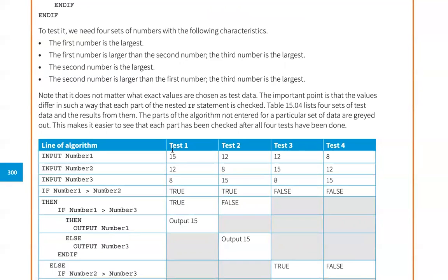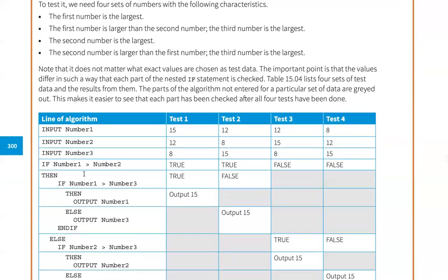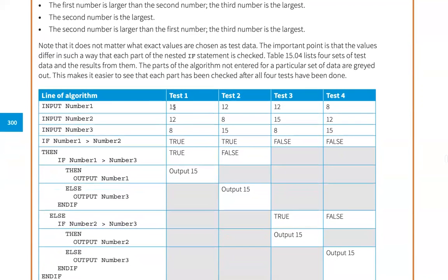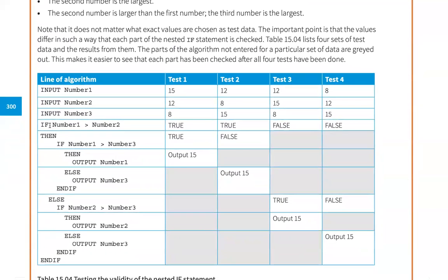As you can see in test data one, my first number 15 is the largest, then number two is 12 and number three is 8. In the first test data, my first condition says, is number one greater than number two? True. Is number one greater than number three? True. In that case, this path executes, and 15 is output as the largest. So this path is working as expected. Okay, that's clear.